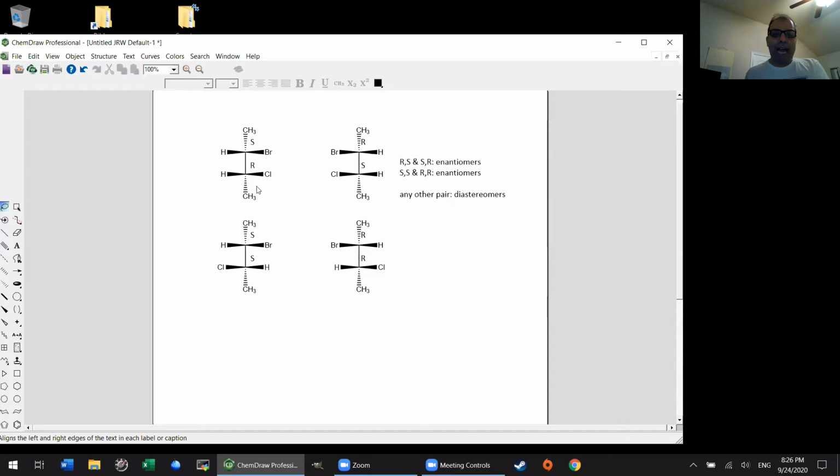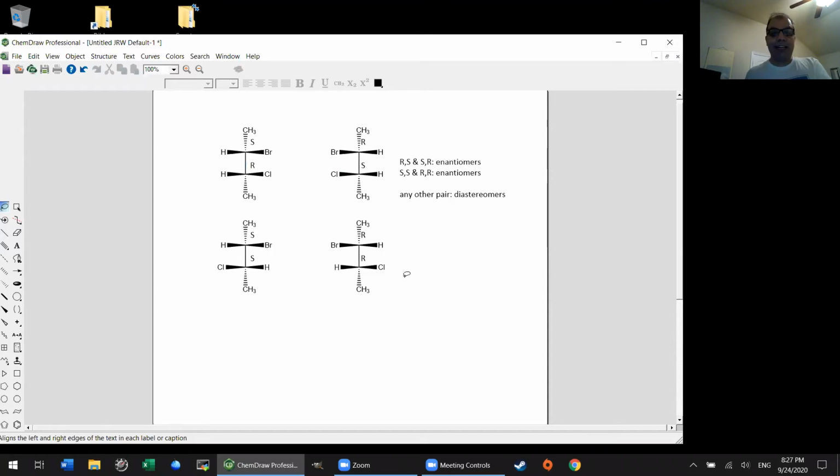Now, what about any other pairing you might take, like RS and RR, or RS and SS? Such pairs we call diastereomers. And by diastereomers, we mean 2 or more stereoisomers that are not mirror images of one another. And so that's where the term originates. So any other pair you might want to take amongst these 4 stereoisomers that are not enantiomers will then be diastereomers.